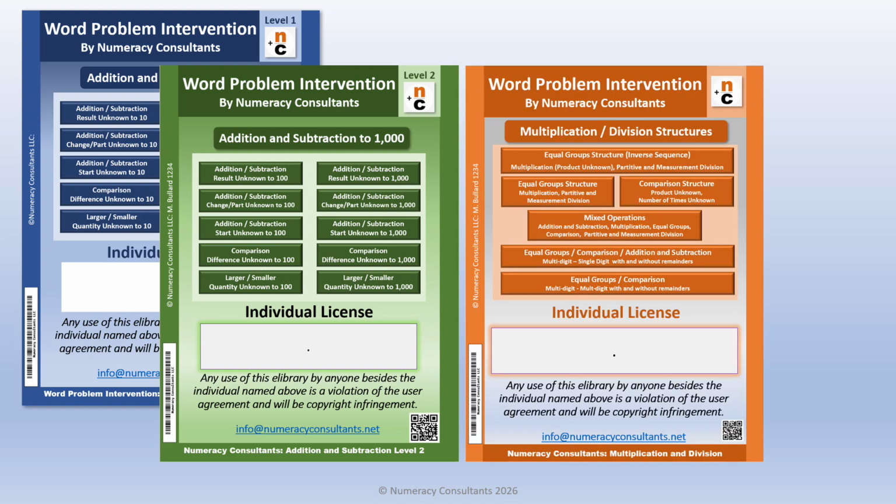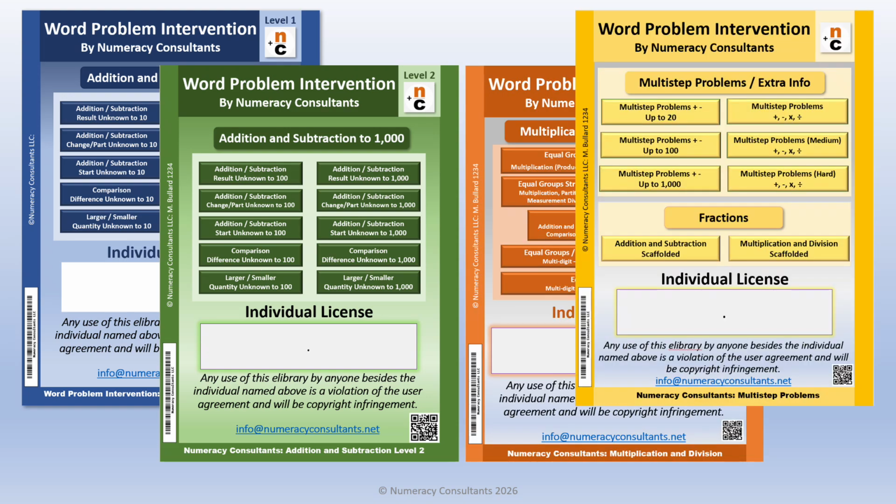The Word Problem Intervention Program includes 4 e-library books, 2 focused on addition-subtraction, 1 focused on multiplication-division, and 1 focused on multi-step problems. The addition-subtraction books cover numbers within 10 to 20 and numbers within 100 to 1,000 respectively, and users have free access to the entire first unit of both result unknown problems across both books.